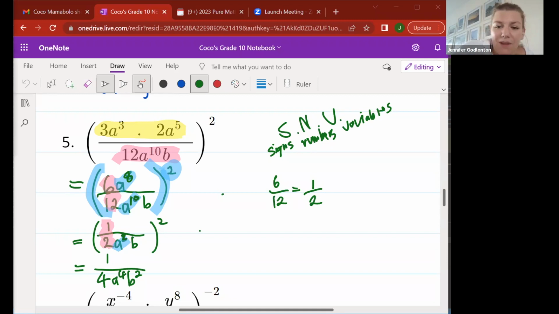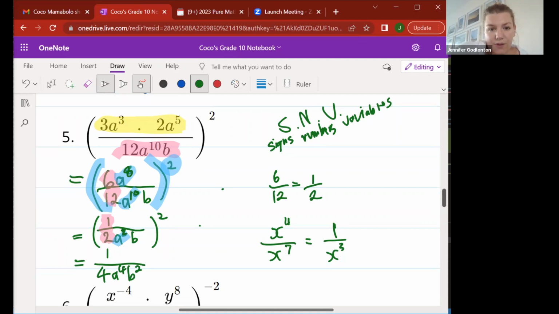For the question that came in the chat, yes, if you had, let's say, x to the power of 4 over x to the power of 7, because my exponents are bigger at the bottom, that would be 1 over x to the power of 3. So wherever they are bigger is where that would end up being, if that helps. Okay, cool.